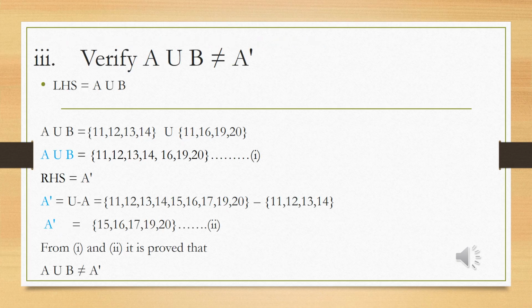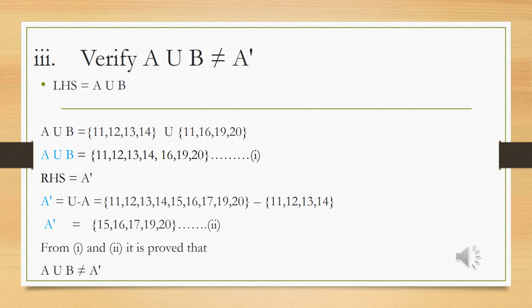The third part of question 1 is to verify that union of A and B is not equal to A complement. So take the left hand side, that is union of set A and set B, which is 11, 12, 13, 14, 16, 19, 20. Give this the name equation 1.